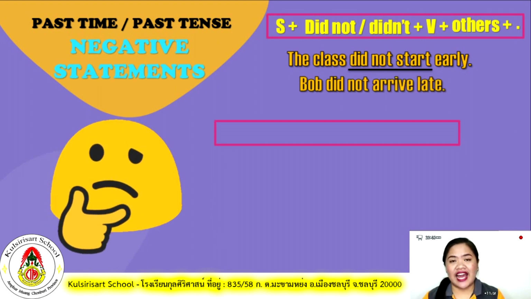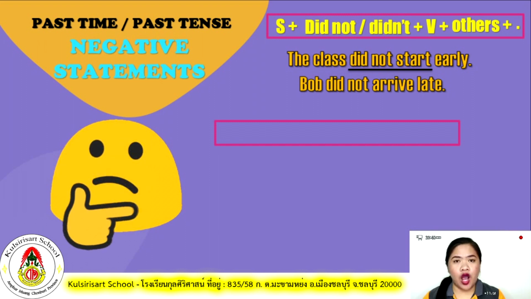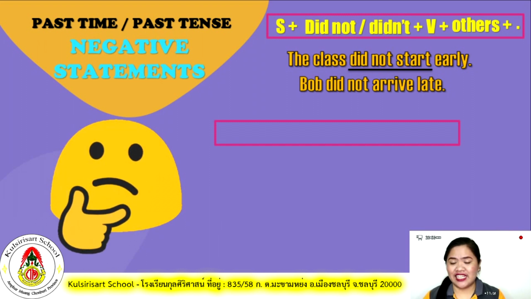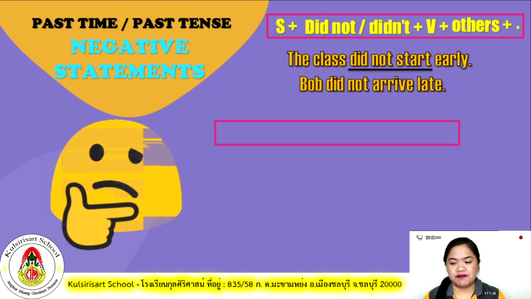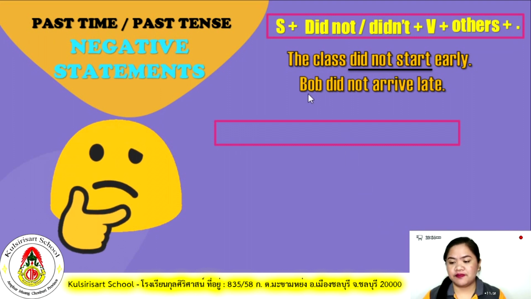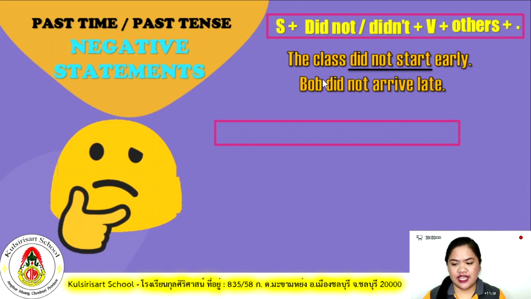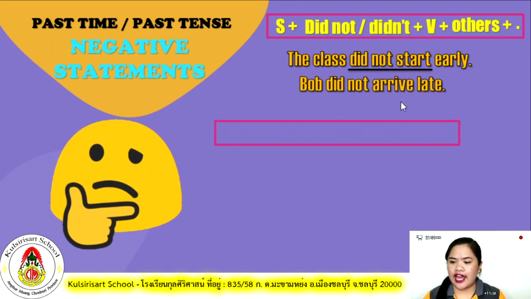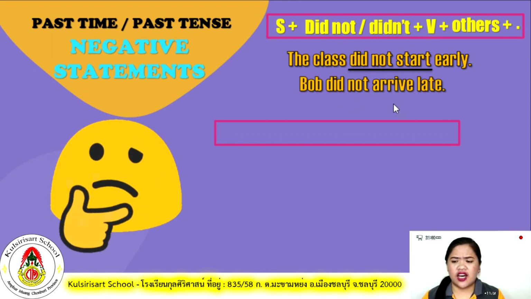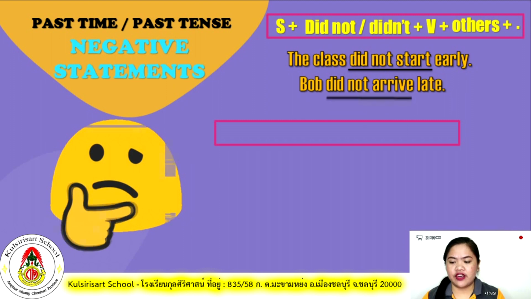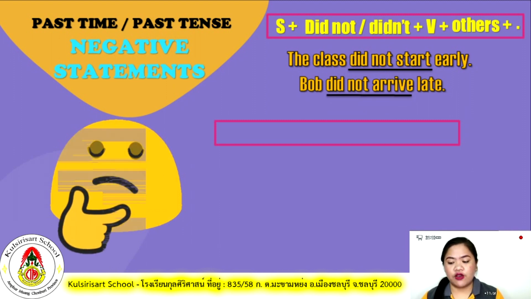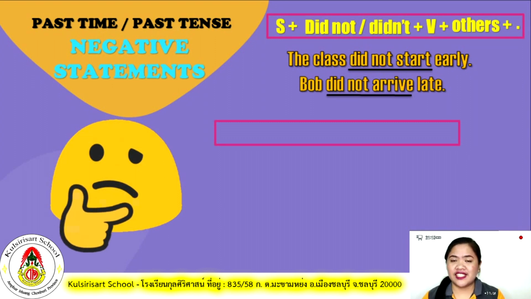Bob did not arrive late. As what you can see, Bob is the subject, and did not is the negative statement. Did not arrive means the action did not happen, or Bob was not able to arrive late. So we have here did not arrive, that is the negative statement with the verb, which is in the base form, and late, which is the adjective.